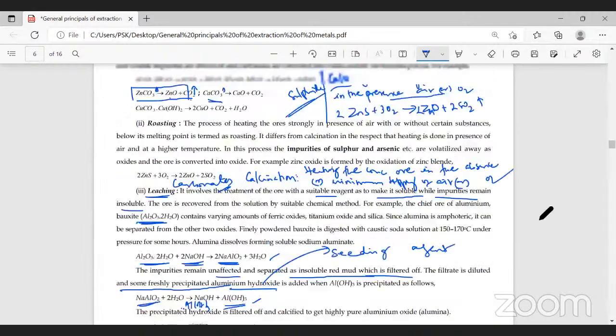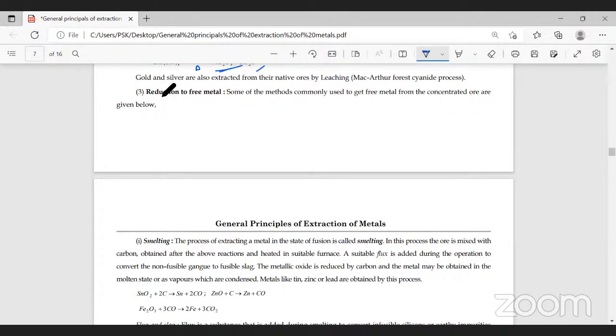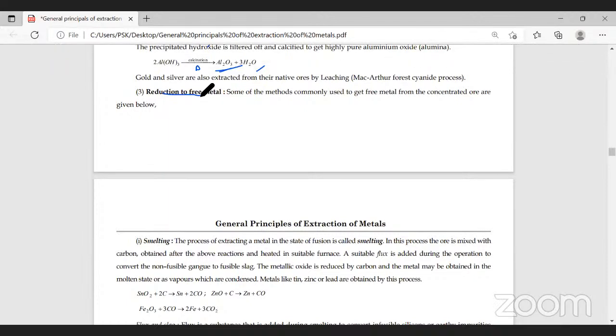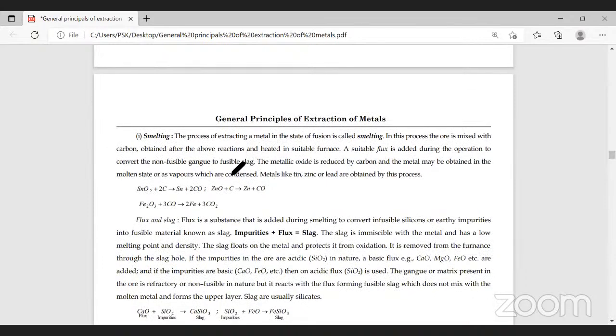Now, we have a few terms to be remembered again. Reduction to free metal, the third step in metallurgy. The first one is pulverization. The second one is concentration. And the third one, what we are learning, is called reduction to metal. Some of the methods commonly used to get free metal from concentrated ore are given below. Reduction. The first one is smelting, S-M-E-L-T-I-N-G. It is similar to melting.